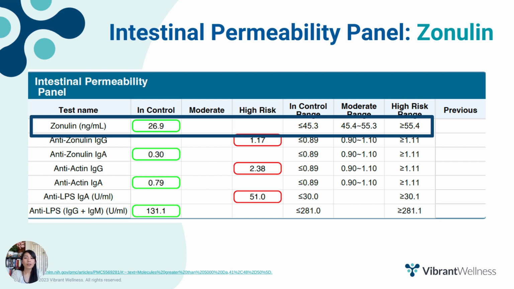Note that zonulin levels are just a snapshot in time. We will often see a normal zonulin level because zonulin is just like your heart rate or blood pressure, and it fluctuates throughout the day. It can fluctuate from non-detectable to being upregulated within minutes to hours. On the screen, right under zonulin, you'll also see something called anti-zonulin.